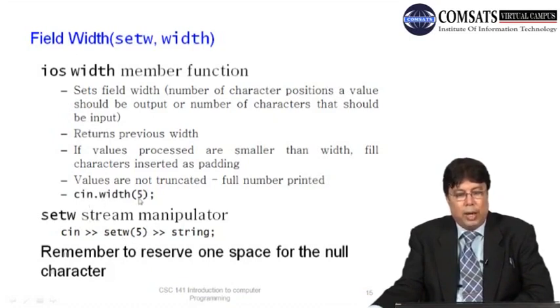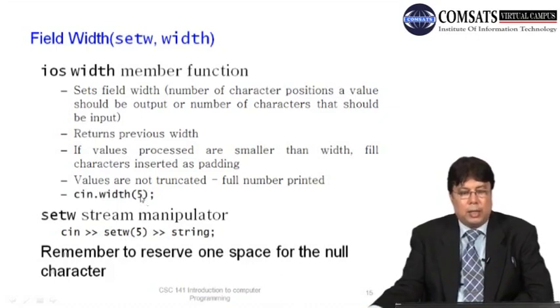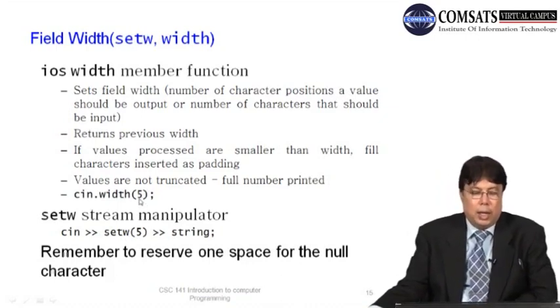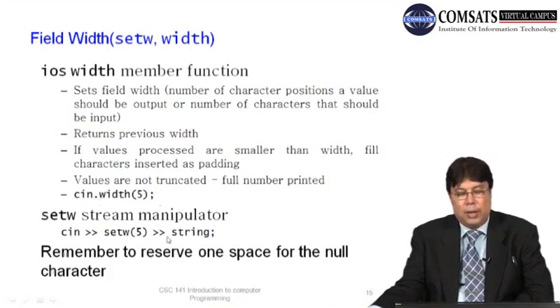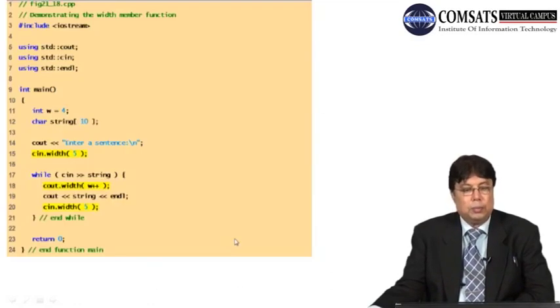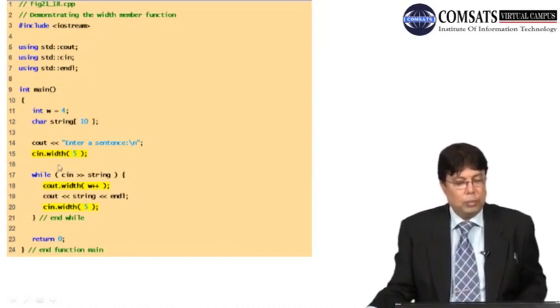cin.width 5 will set the width to 5 and read the data in 5 positions. Position means 5 places you have reserved. Then cin set width 5 and string. You have to reserve 1 space for the null character also. Here, this is the string of 10 you have defined.